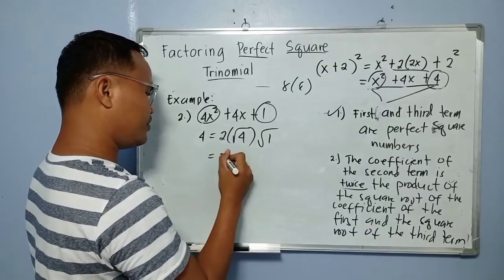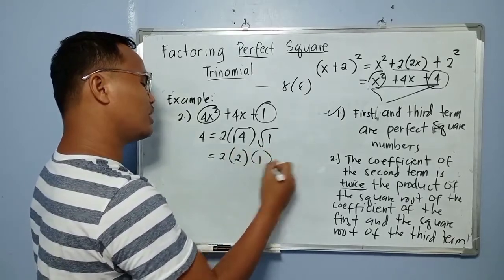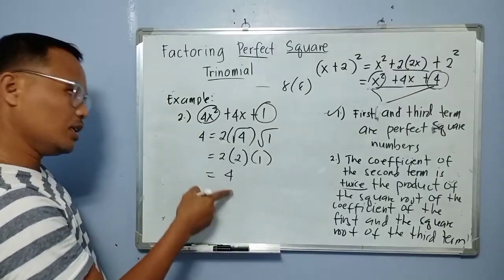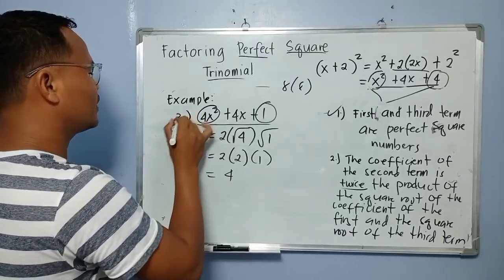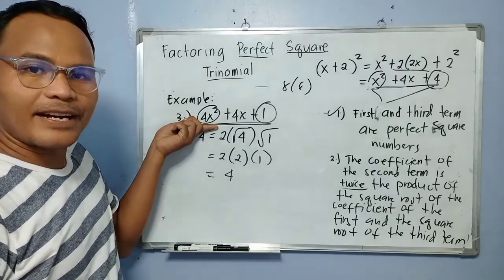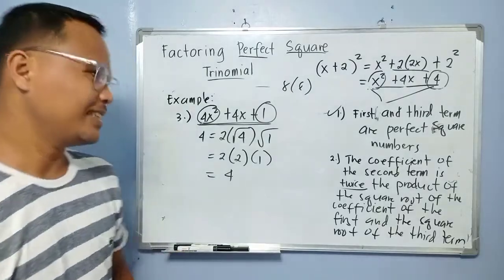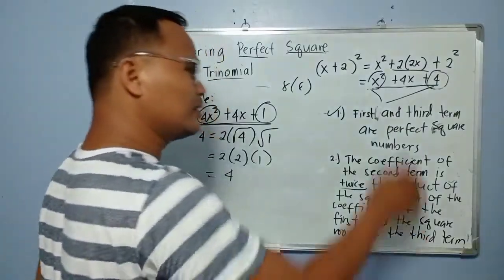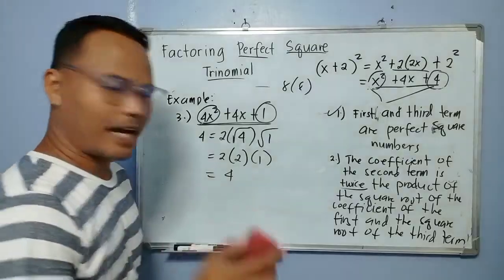Okay? So we have 2. What is square root of 4? That is 2. Square root of 1, that is equal to 1. Multiply these three numbers, the result is 4. Since they are equal, therefore this trinomial is called a perfect square trinomial. Okay? So that's the conditions. That is the process or the condition in determining a perfect square trinomial.